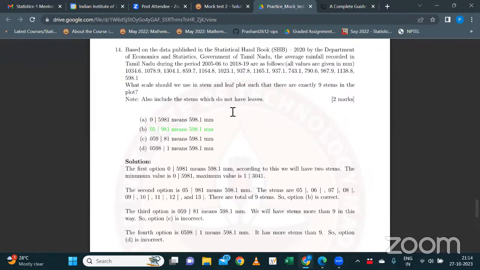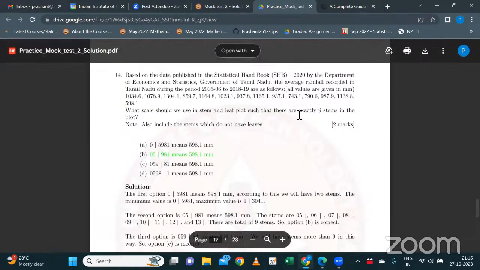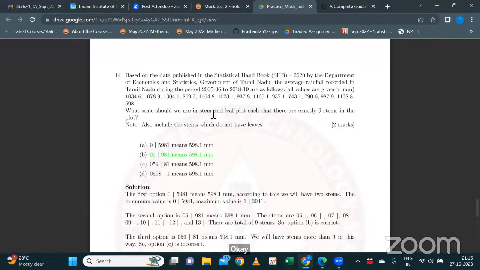Okay, so this one, right? Based on the data published in the SHB 2020 by the Department of Economics and Statistics, Government of Tamil Nadu, the average rainfall recorded in Tamil Nadu is given like this: 34.6 and so on. So what scale do we use in a stem and leaf plot such that there are exactly 9 stems in the plot? Okay, so it is asking in which scenario you will get exactly 9 stems in the plot.